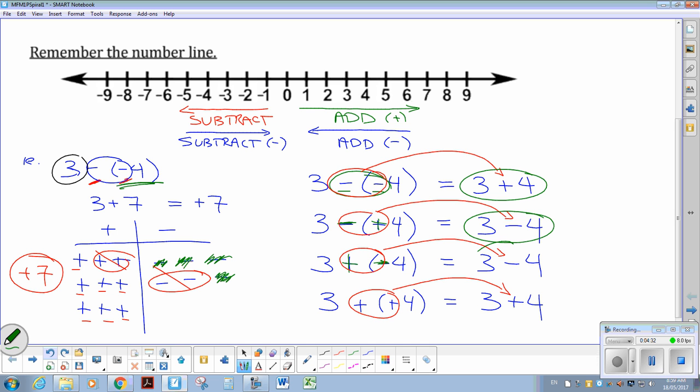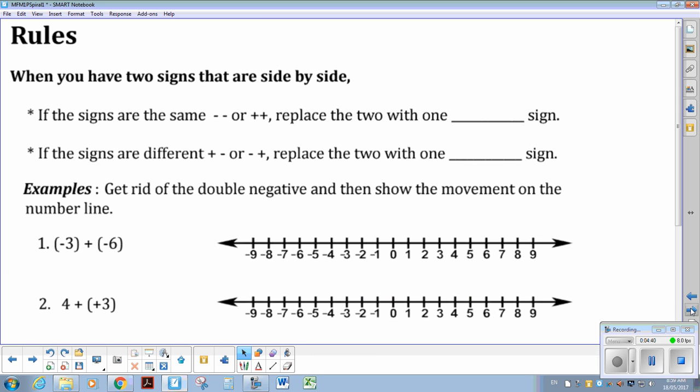We don't have to worry then which way we're supposed to be going, right or left on the number line. So we come up with a general rule. If the signs are the same, so if you have 3 take away -4, or we have 3 plus +4, those 2 signs are the same.